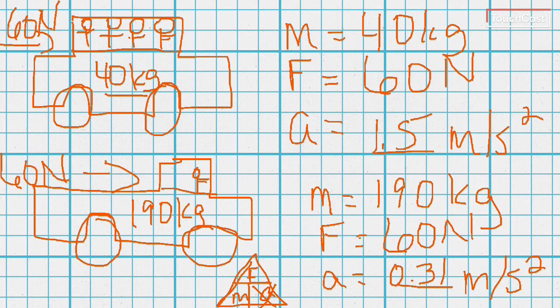I ended up with my car having an acceleration of 1.5 meters per second squared, and then my truck only has 0.31 meters per second squared. So, acceleration is caused by unbalanced forces. The greater the mass, the less acceleration you'll have. The smaller the mass, the more acceleration you have. And that's pretty much the gist of what you need to know for Newton's second law, and we will practice formulas.